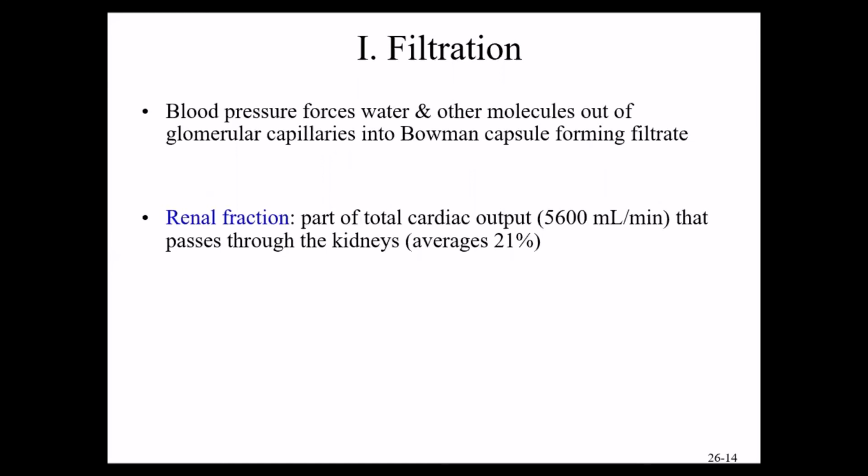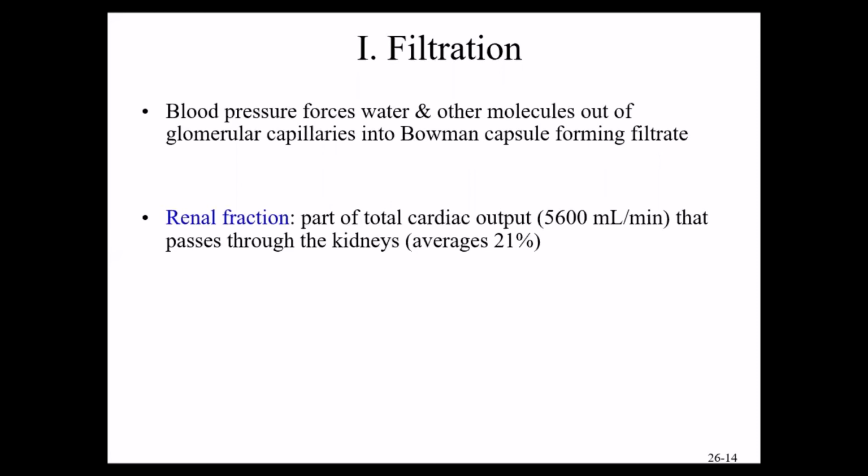All right. So a couple of terms associated with the process of filtration. The first one is called the renal fraction. The renal fraction is the proportion of your total cardiac output. We looked at that briefly back in the chapter on the heart. For an average person, the cardiac output might be about 5.5 or 5.6 liters, or 5,600 milliliters every minute. That's how much blood is pumping out of the heart every minute. The part of that which goes through the kidneys is what's referred to as the renal fraction.